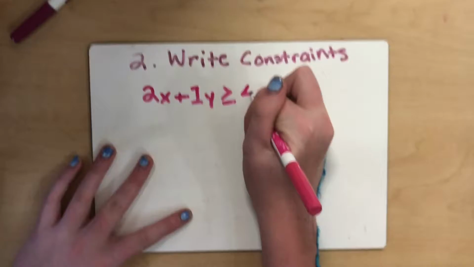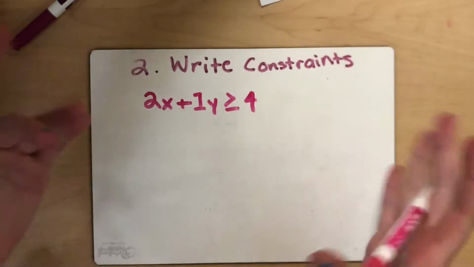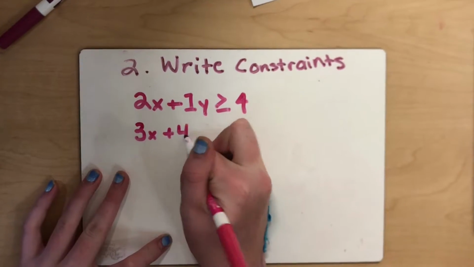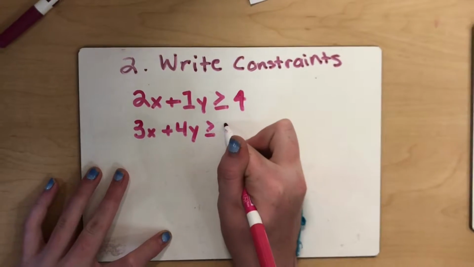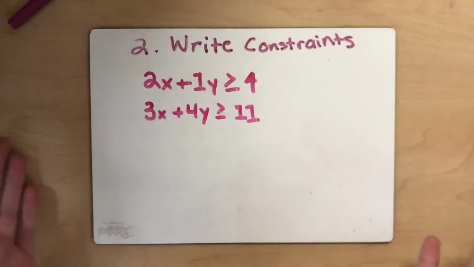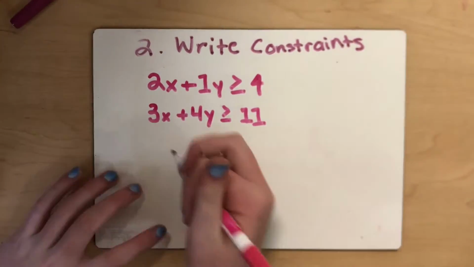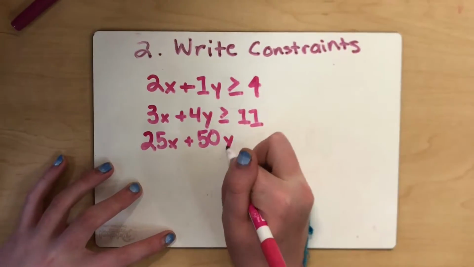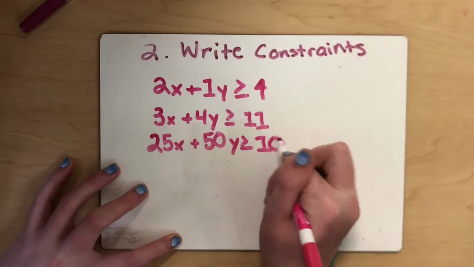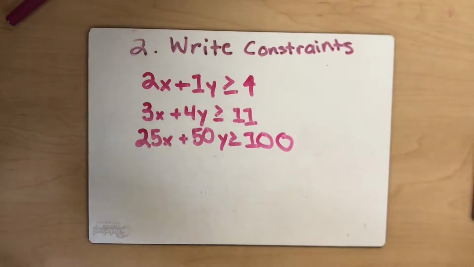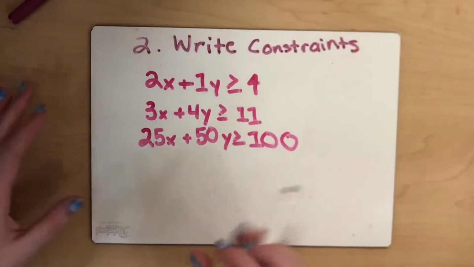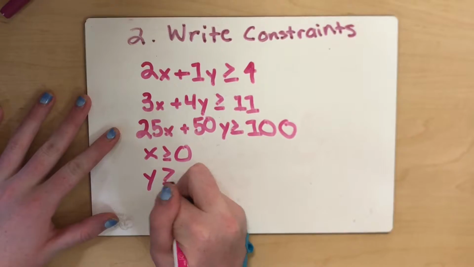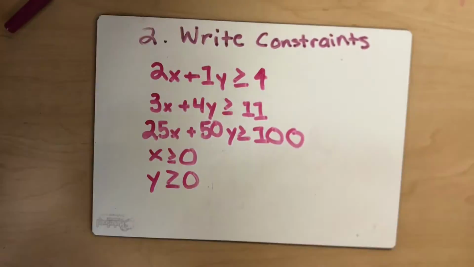Then we see that Miss Everdeen needs at least 11 milligrams of vitamin B every day, and brand X provides 3 milligrams and brand Y provides 4 milligrams. So 3x plus 4y has to be greater than or equal to 11. Finally, Miss Everdeen needs at least 100 milligrams of vitamin C every day, and brand X provides 25 milligrams and brand Y provides 50 milligrams. So 25x plus 50y is greater than or equal to 100. Also, x is greater than or equal to 0, and y is greater than or equal to 0, because Miss Everdeen can't take less than 0 pills.